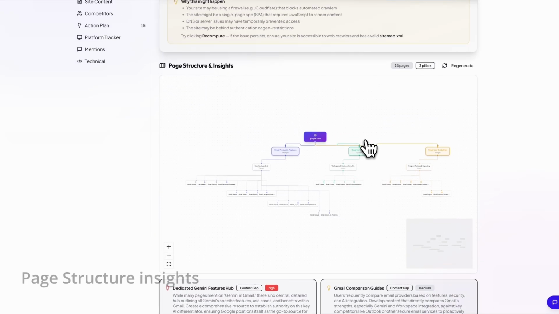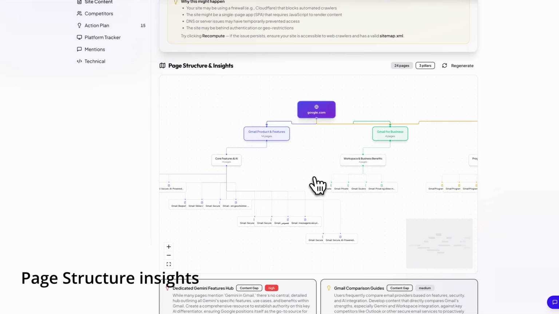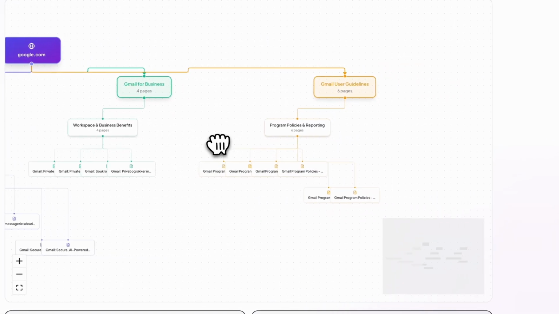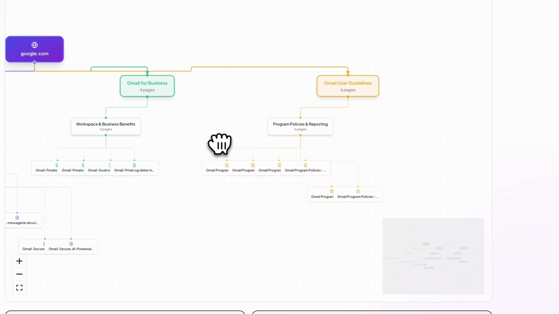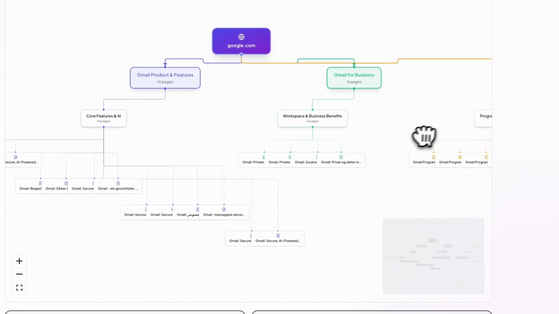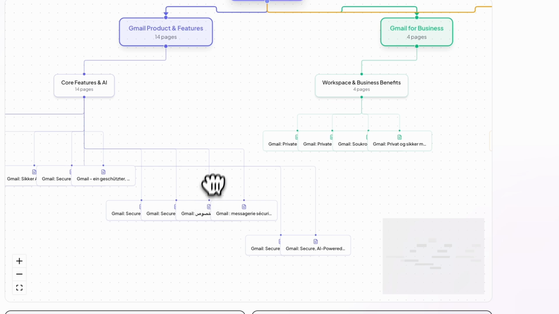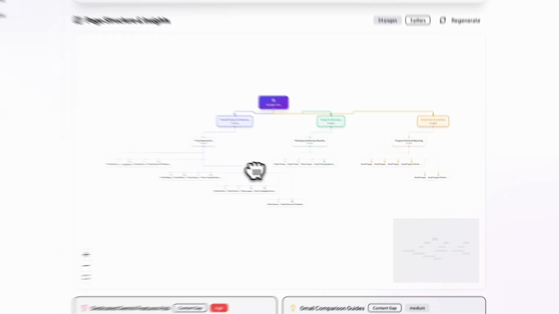This is your page structure and insights, a visual breakdown of how your site is organized and understood. Each branch represents a topic cluster and how your pages connect within it. You can quickly see where your content is well structured and where gaps or weak connections exist.